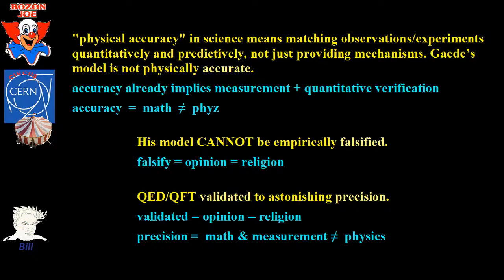That's what validated means. Validation just means that someone took the trouble to measure maybe something or convinced you that we are right. We are totally perfect and precise and accurate. And it's to astonishing precision. Who cares? It's totally irrelevant, your precision, your accuracy. And again, validated just means religion, and precision is math. It has nothing to do with physics.